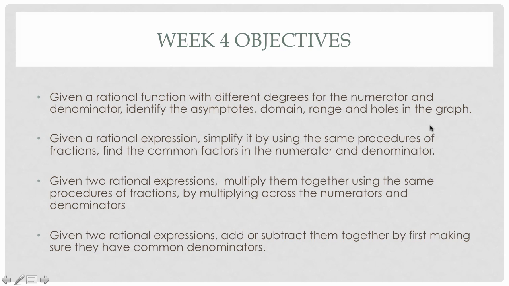All right, that's what we got. So what did we cover? Again, a little bit of graphing, a little bit again finding asymptotes, domain, range, and holes in the graph. But then we looked at what if you have a rational expression? How do you simplify it? How do you multiply and divide? And we started looking at how do you add and subtract.